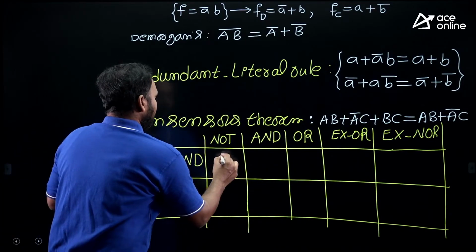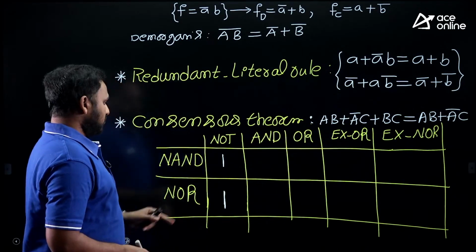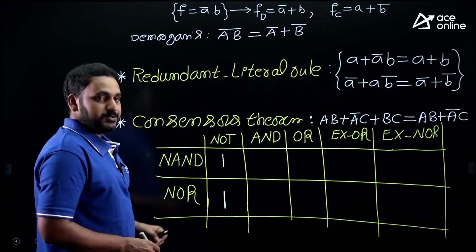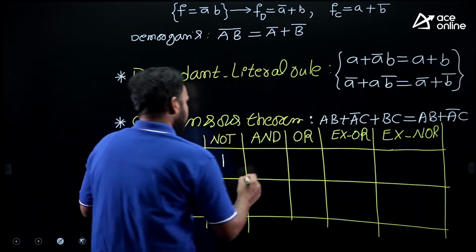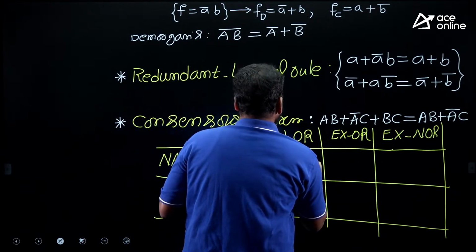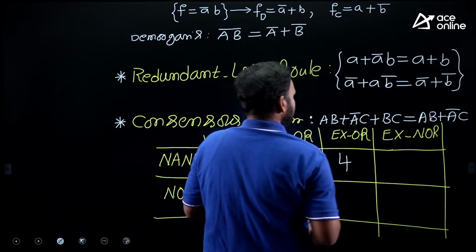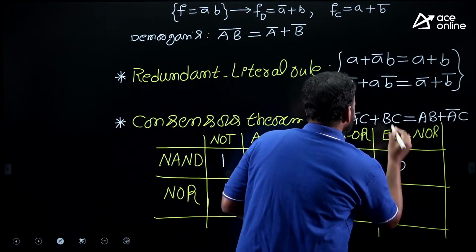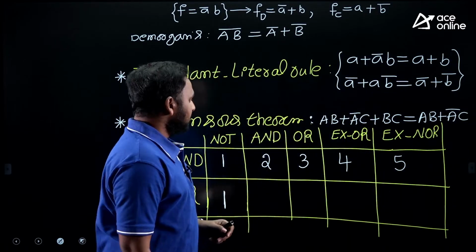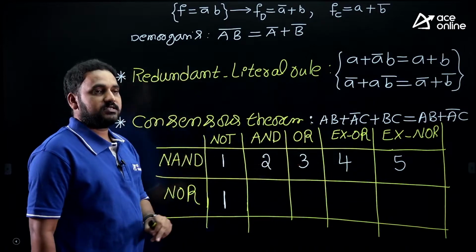We need only one NAND gate, and likewise one NOR gate, to implement an inverter or NOT gate. We need 2 NAND gates to implement an AND gate, 3 NAND gates to implement an OR gate, 4 NAND gates to implement an XOR gate and 5 NAND gates to implement an XNOR gate. So it is very easy to memorize. That is the reason I have given the table in a systematic way.